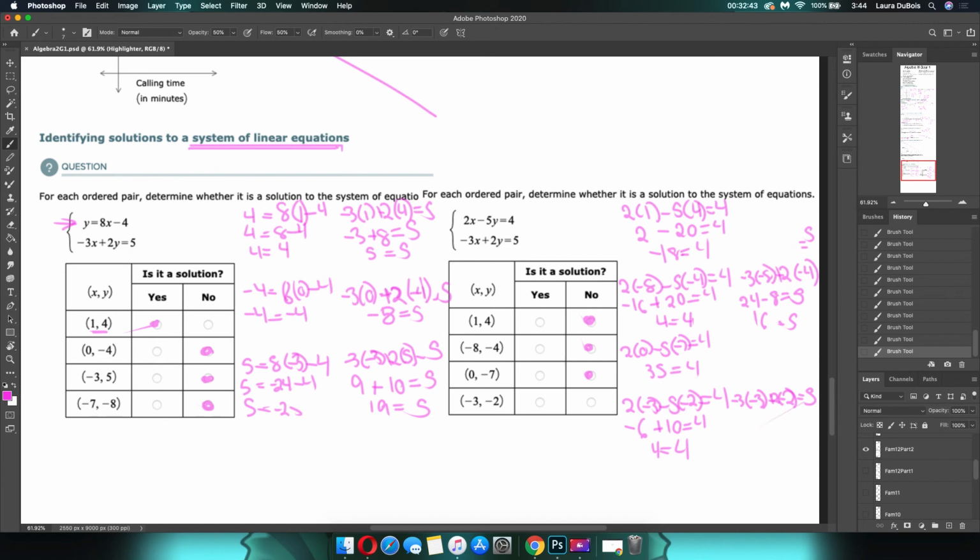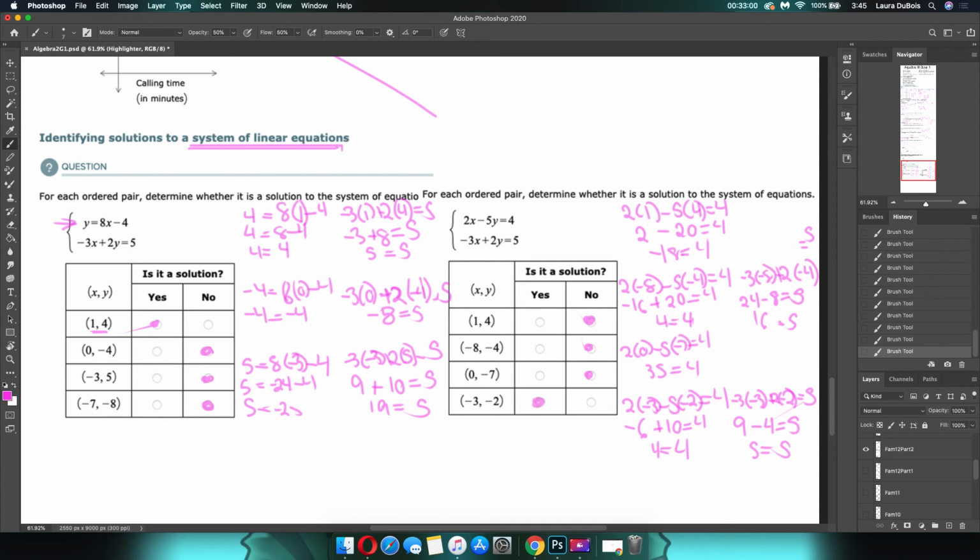Almost. 3 times 3, that's going to be positive 9. And then negative 2 times 2 is minus 4 equals 5. So 5 equals 5. So very finally, at last, the last one is a yes.